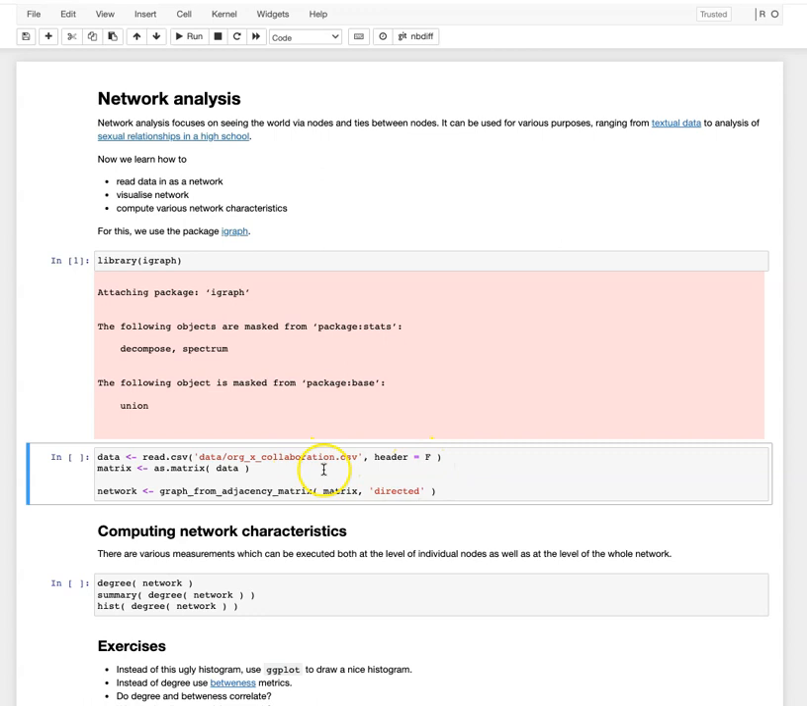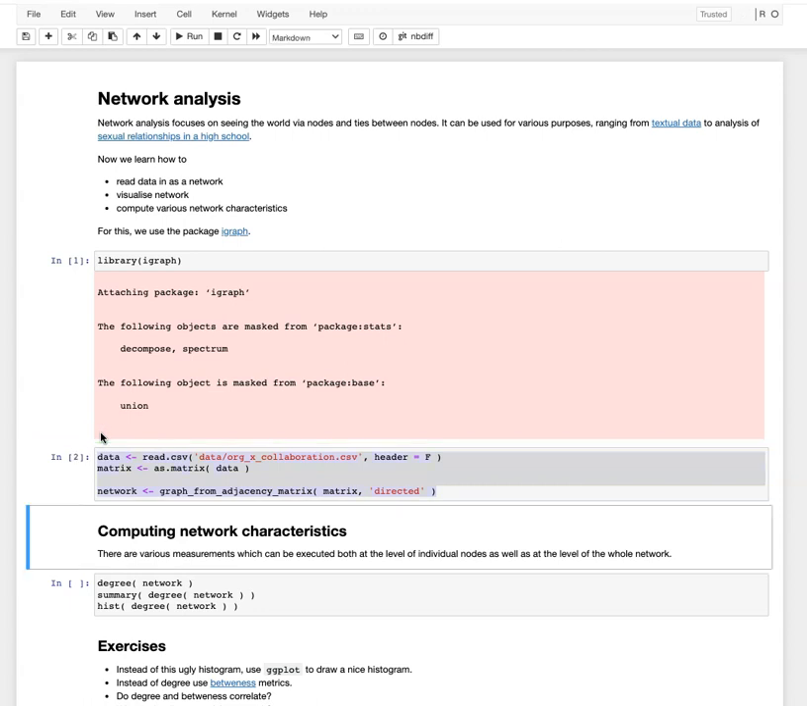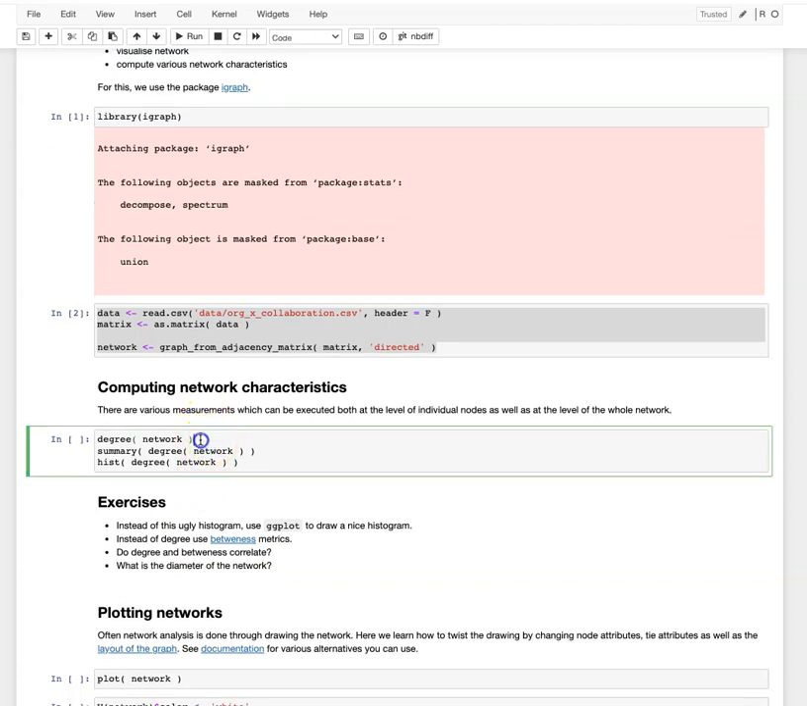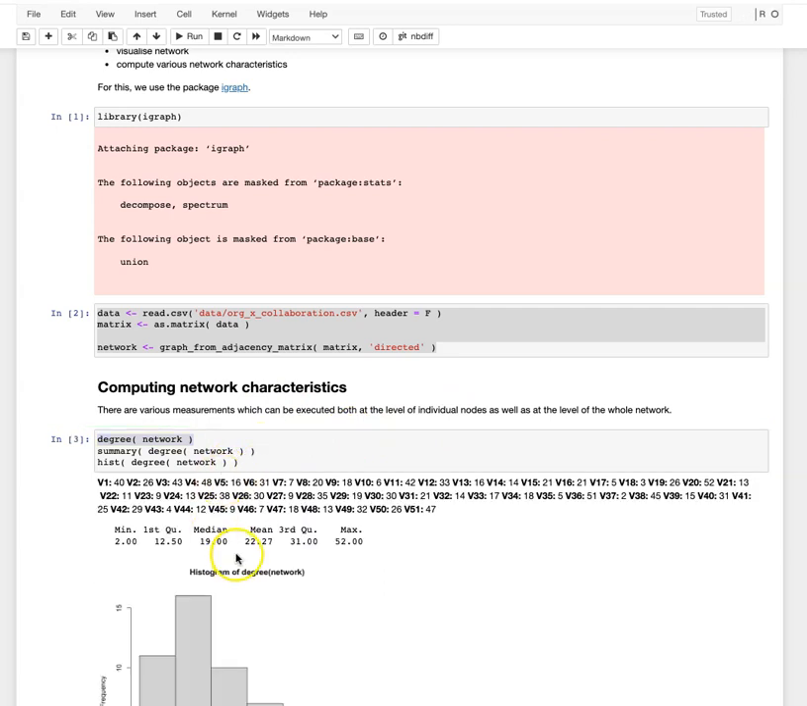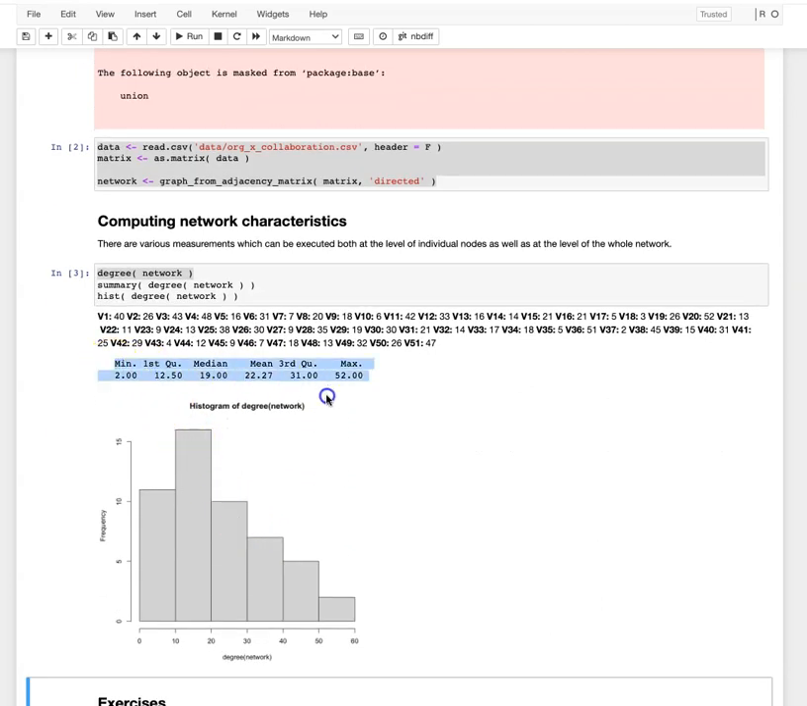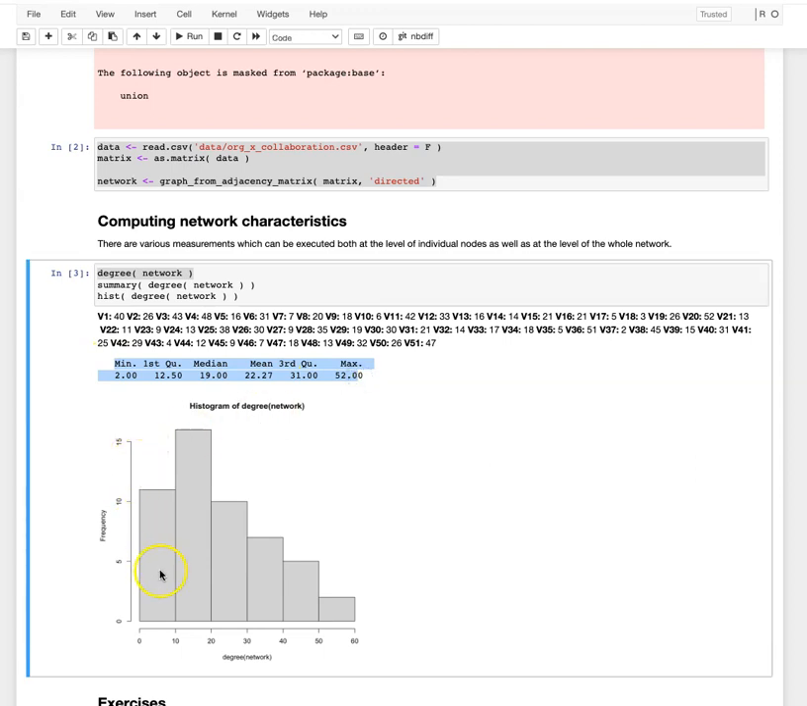And we get the data in, and because it's an adjacency matrix, we need to form it into a proper network, and it's done. We start by looking at various network characteristics, like the degree. So this is the way how you can compute degree and get a bit of understanding on what's going on with the network. Here are statistics about the degree. Here's the plot of degrees on the network.